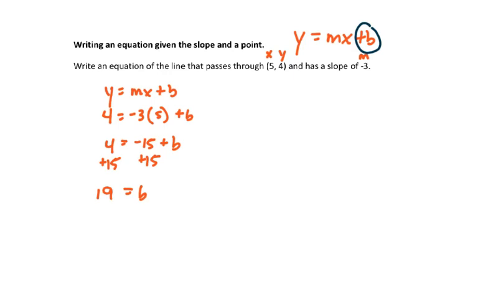So finally, we need to go back. And in this equation, when we write the final equation, this is intended to be an equation where y and x are representative of all possible y's and x's. So we're not going to put the 5 and 4 back in. We're going to put -3x and then plus 19. So to recap, in a problem like this, we are given an x, a y, and an m. We need to solve for the b first by using the x, y, and m. Then after we find b, we plug in just the m and b, and we have our new equation.